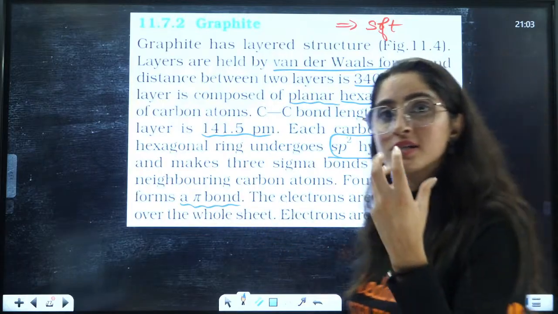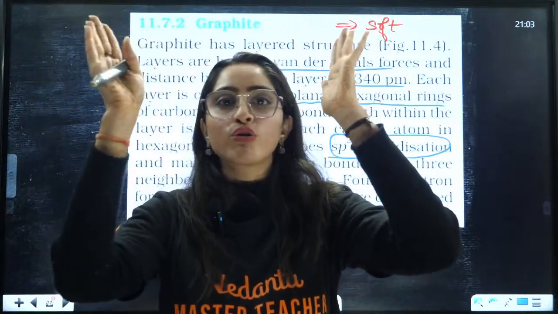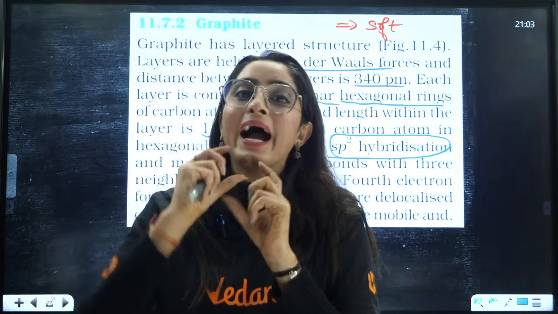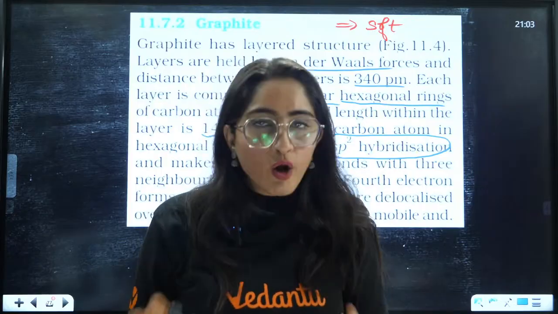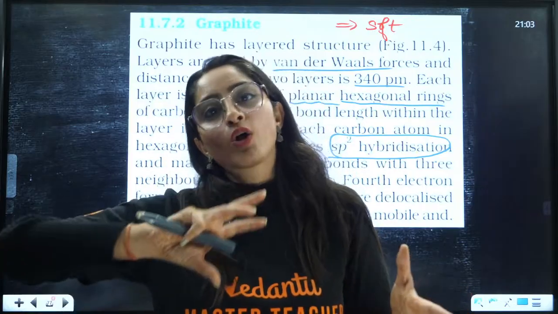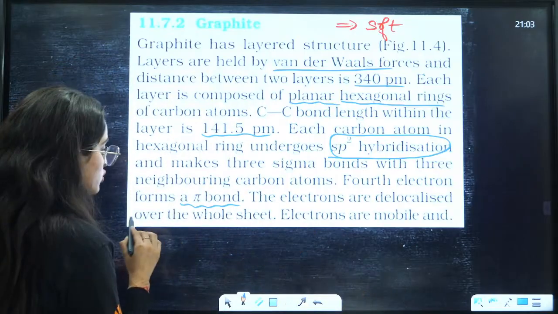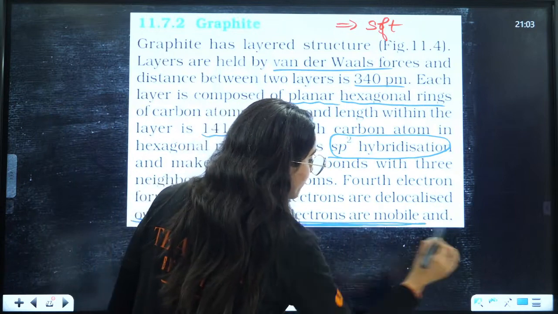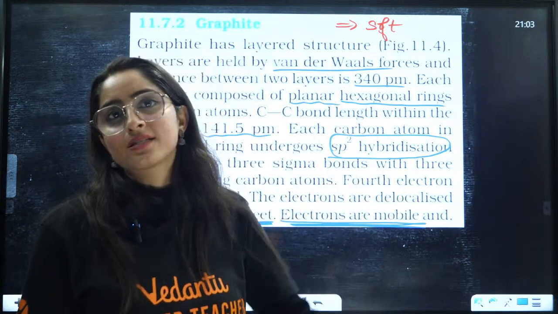Because the electrons are free, their electron clouds will overlap with each other, and they will form a pi bond, which is not a very stable bond, not at all a strong bond. That is why they are also in the free state. So the electrons are delocalized over the whole sheet. The electrons are mobile, they are moving, they are delocalized here.